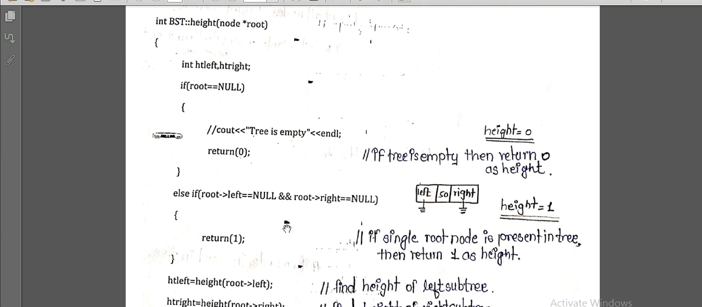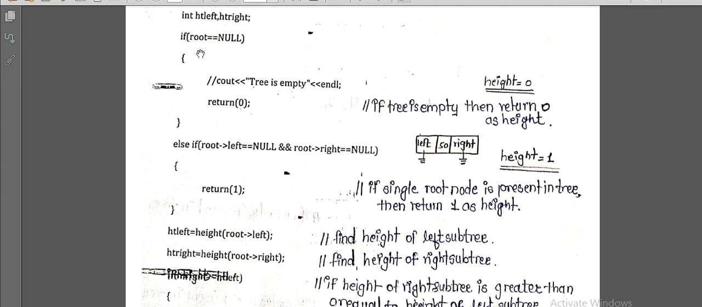Now next is the height function. What does this height function say? In this height function we are going to find out the different levels. So how? Let's check. Here we have declared two different variables, height of the left and height of the right, ht left and ht right. Okay. Now we'll check if root is equal to null, means no nodes are present and the tree is empty, so in that case the height will be displayed as 0.